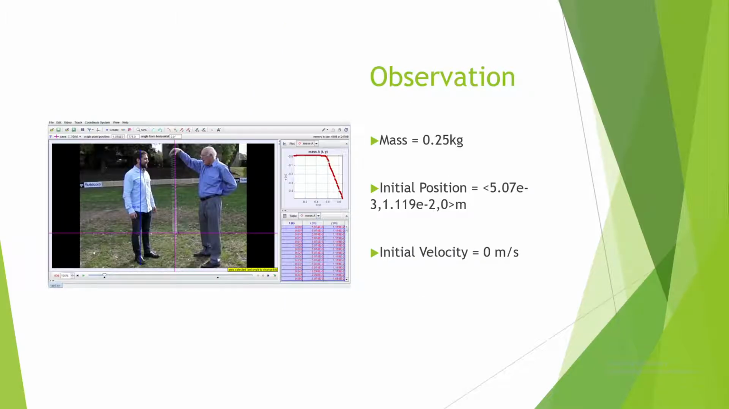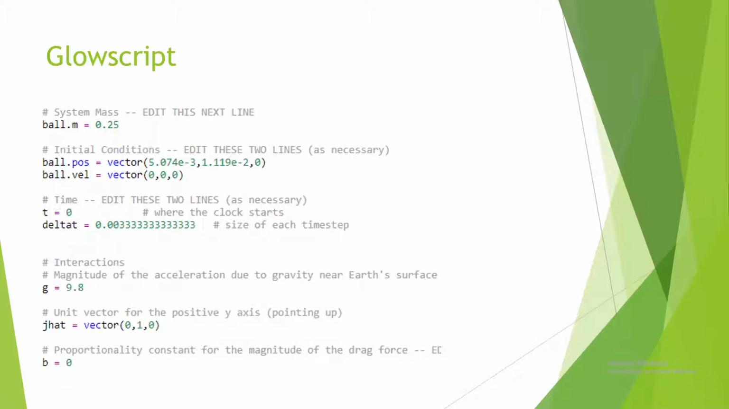So in the tracker video, the mass of the slinky is around 0.25 kilograms, and the initial position starts pretty much at 0, roughly 5.07 times 10 to the negative 3, and 1.19 times 10 to the negative 2, and there is no initial velocity as it's dropped from rest. And so as you can see, it just gets dropped, and the bottom of the slinky stays stationary, and then it drops after the tension force disappears.